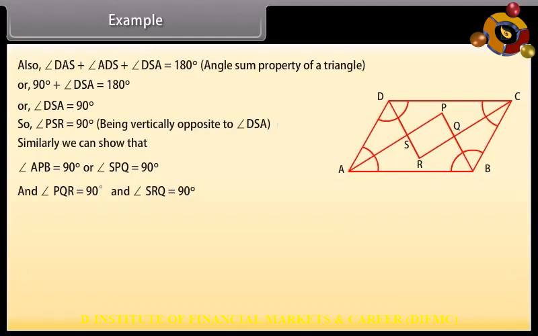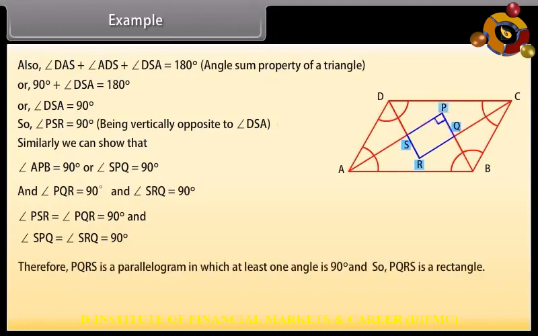We can see here that angle PSR is equal to angle PQR, which equals 90 degrees, and angle SPQ is equal to angle SRQ, which is 90 degrees. Therefore, PQRS is a parallelogram in which at least one angle is 90 degrees, and so PQRS is a rectangle.